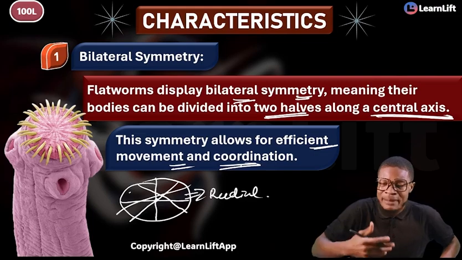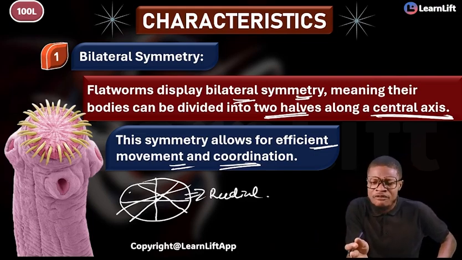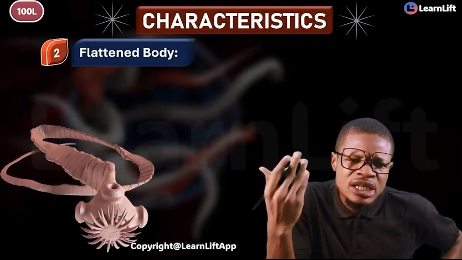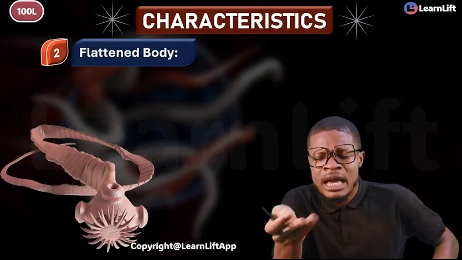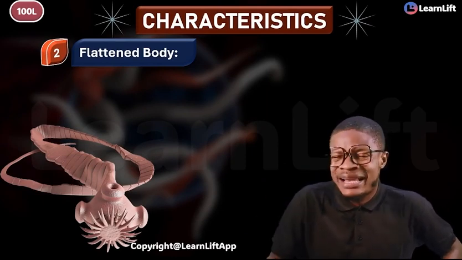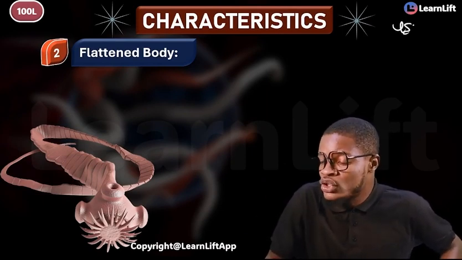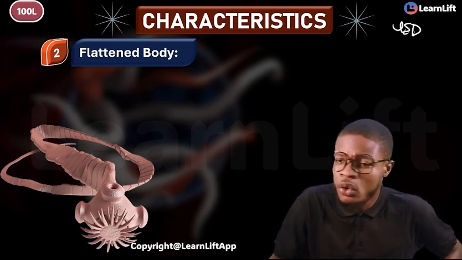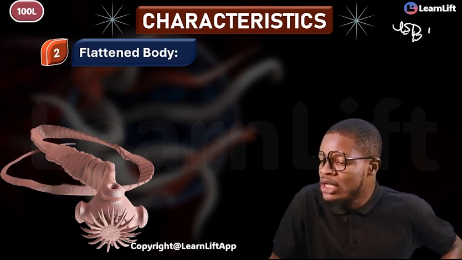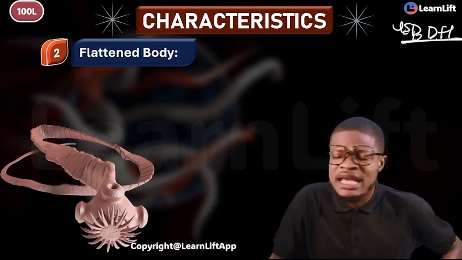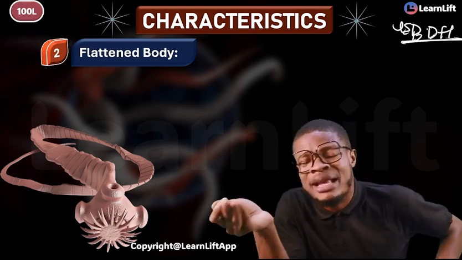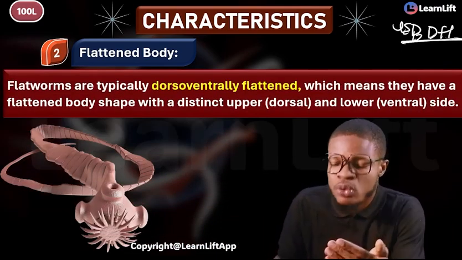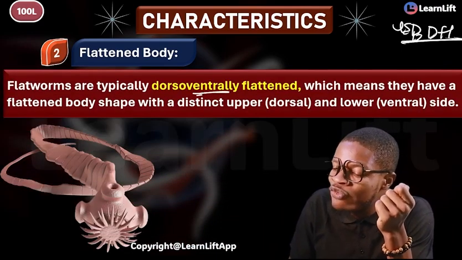So what is the goal of their bilateral symmetry? For efficiency in their movement as well as coordination. Another lovely thing, number 2 characteristic is the flattened body. That's why we say that platyhelminthes are all segmented, soft-bodied invertebrates that are ventrally flattened. So in terms of flat body, what can we say? Don't forget this. Understand that flatworms are typically ventrally flattened.